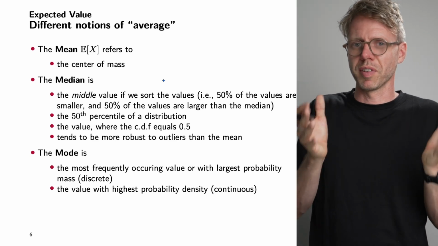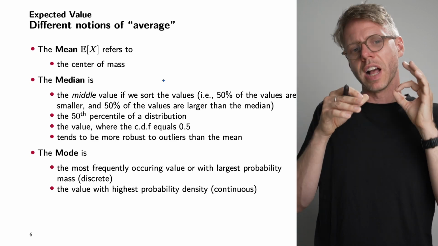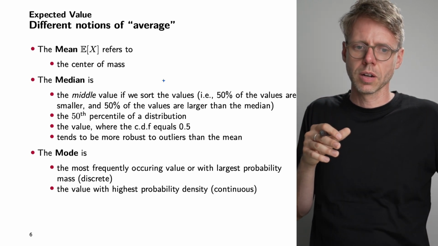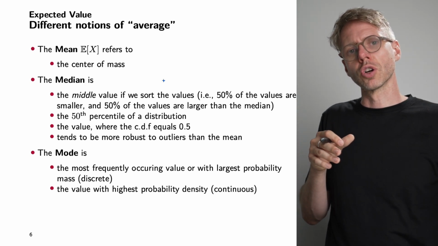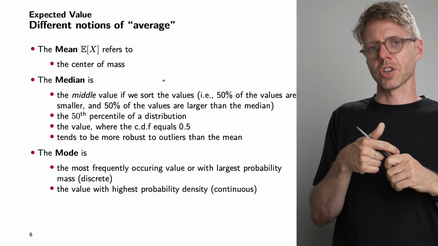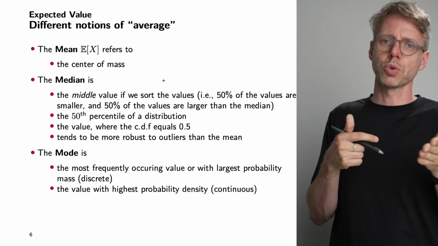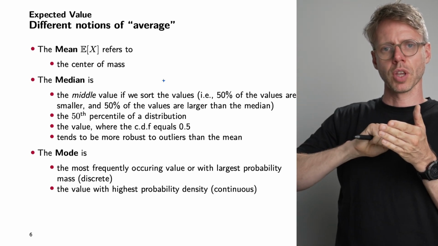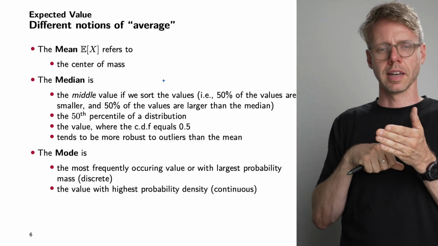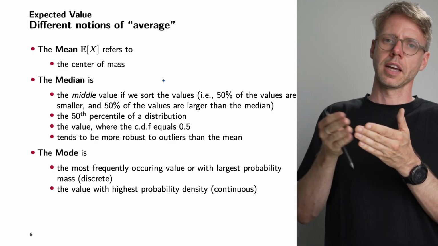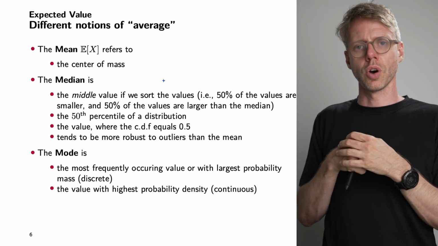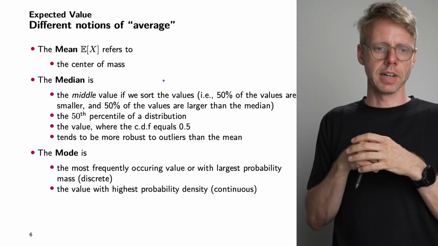What does it mean to be the 50th percentile? Well, it means it's the value that you would get where the cumulative distribution function is equal to 0.5. So that means that 50% of the probability mass lie on the right side and 50% of the probability mass lie on the left side of this median value.